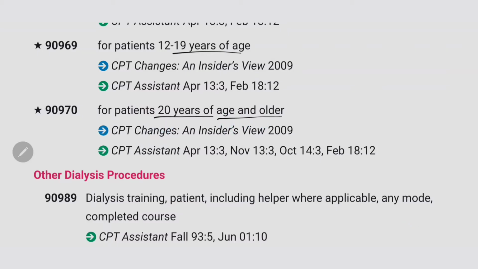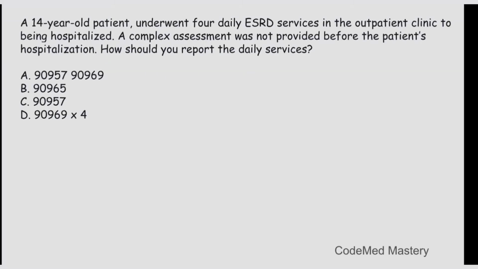Now let us solve some questions related to ESRD service. Read the question. A 14-year-old patient underwent 4 daily ESRD services in the outpatient clinic prior to being hospitalized. A complex assessment was not provided before the patient's hospitalization. How should you report the daily services? So check option A 90957.